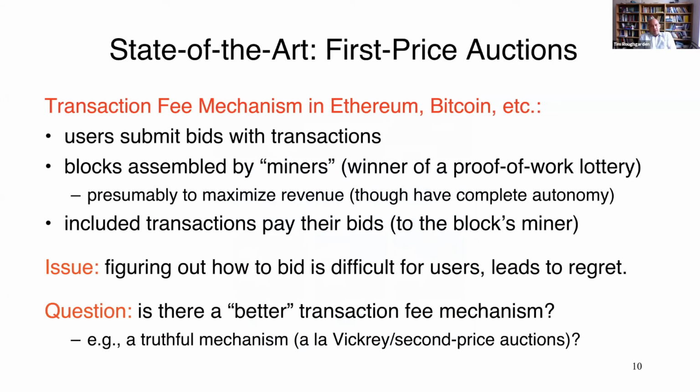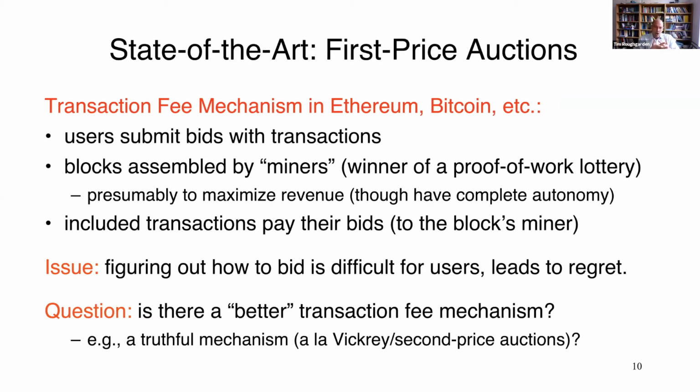Okay. And so that's the big difficulty with first price auctions. It's really a user experience critique. It's just hard to figure out what to bid. And if you screw up your bid, you may overpay by a lot, or you may underpay and then have your transaction wait around for a long time. And so, for a long time, people have been wondering, could you do something better, right? Could you have some kind of transaction fee mechanism which places less cognitive burden on users and their wallets, where it's much easier to figure out what you should bid, okay?